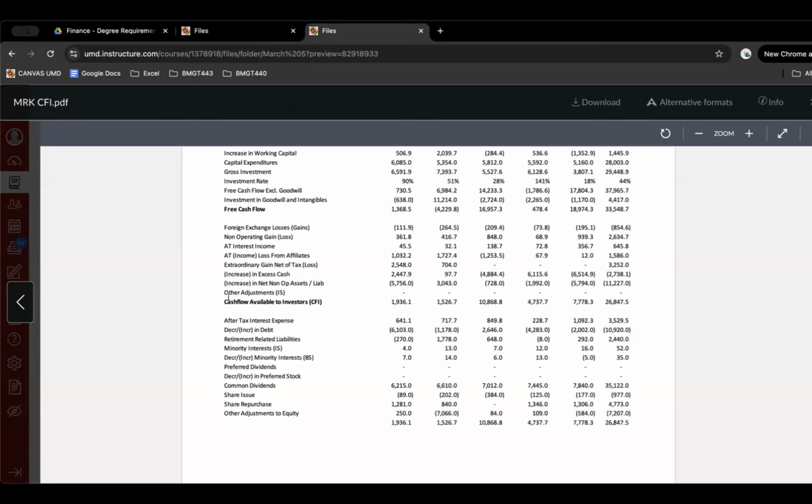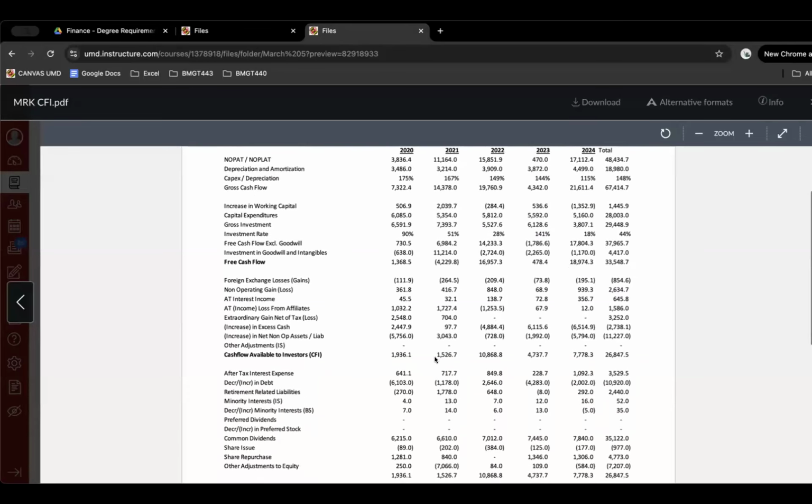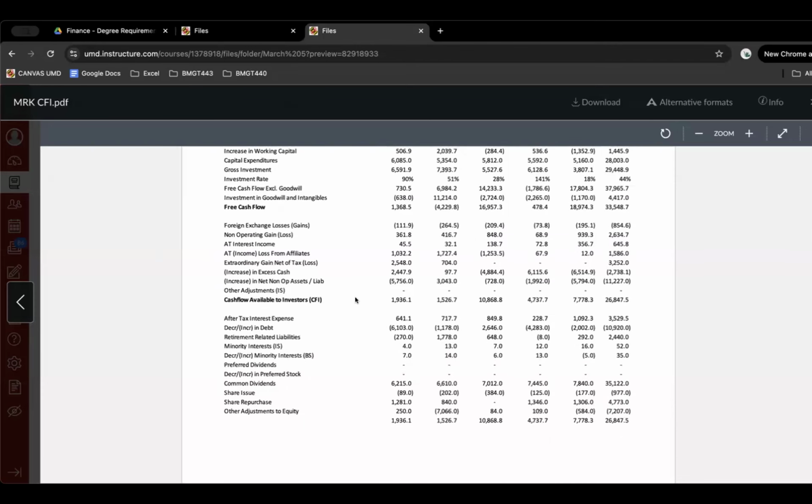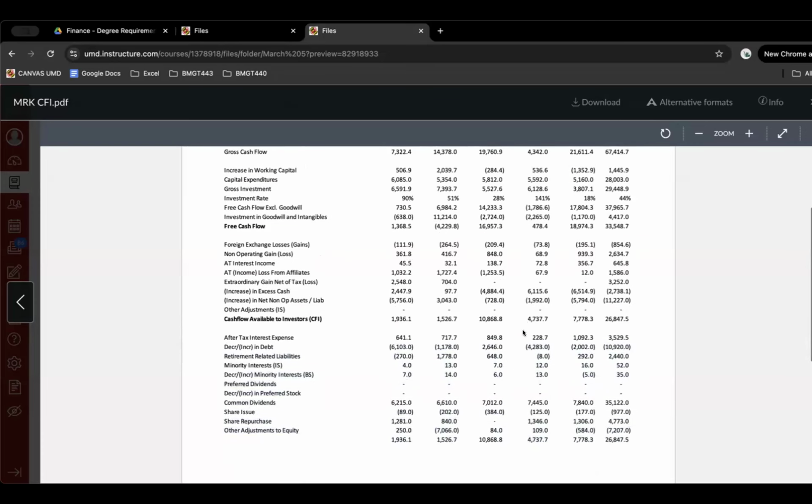From free cash flow to CFI, we can see that they invested significantly in net non-operating assets, which was a negative 11 billion. They had negative almost 6 billion in 2020, along with 2024, with a positive 3 billion in 2021, which left cash flow available to investors at 26 billion. Then they took on almost 11 billion in debt in total, most of that coming from 2020, which was 6 billion, and then 2023 at 4 billion. In total, after-tax interest expense was 3 billion. So it looks like they had 33 billion to distribute to shareholders, which they did, 35 billion in common dividends and share repurchases of almost 5 billion.